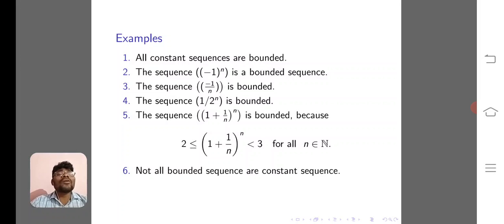Note that not all bounded sequences are constant sequences. Take the second example here, (-1) to the power n. Where n is odd, it gives -1; n is even, it gives 1. Even though it is a bounded sequence, it is not a constant sequence.